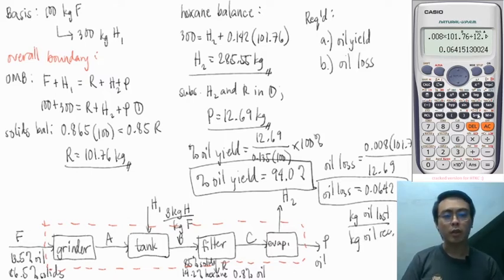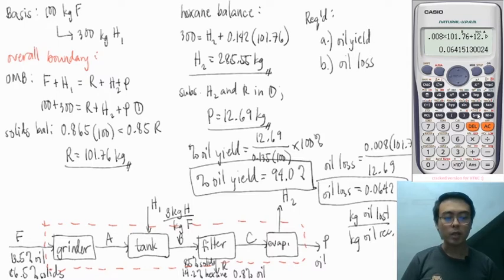How do we interpret this ratio? That means that for every 1 kilogram of oil that is being recovered, you are losing 0.0642 kilograms as waste. If we convert this to grams, this is 64.2 grams. So we are saying that 64.2 grams of oil is lost for every kilogram of oil that is being recovered. For such a small value, this is actually a pretty good process. We want to maximize the oil yield in processes, and we also want to minimize the oil loss.